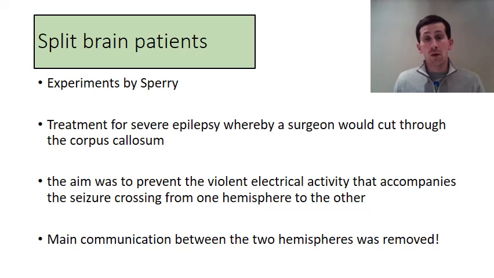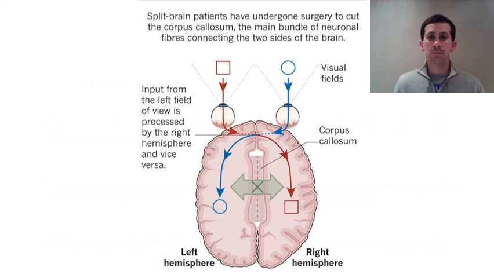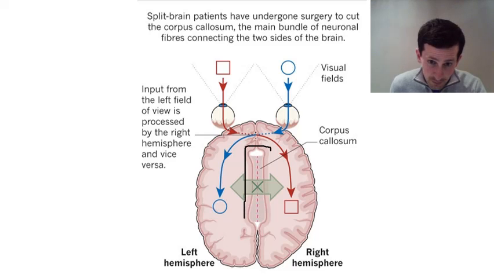What it basically led to was the communication between the two hemispheres being removed. So that corpus callosum was completely removed. There was no communication between the right and the left side of the brain. Remember, the right side is in charge of creative tasks, the left side is in charge of language. They underwent the surgery and they cut this corpus callosum. You can see the corpus callosum here in the middle.